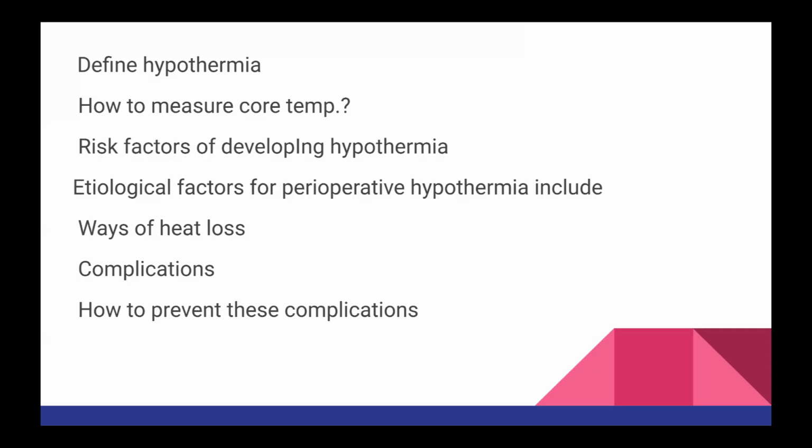So define what is hypothermia. Hypothermia is a decrease in the body temperature to less than 32 degrees Celsius. So how can you measure the core temperature of the patient? The core temperature can be measured by the esophageal route. Rectal temperature can be measured.